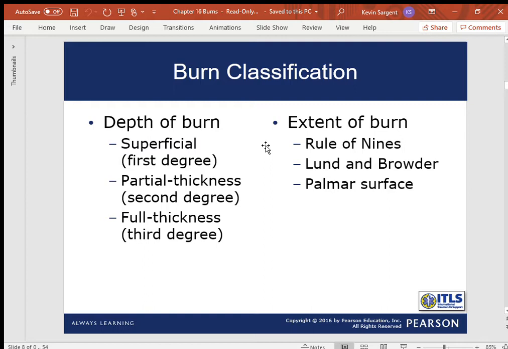Your full thickness, which goes through all of the tissues essentially, where it has a very charred appearance to it, they tend not to be very painful at all as the burn has burned through the nerve endings.